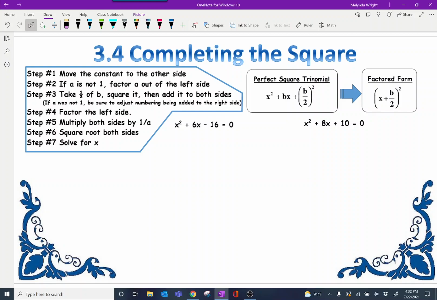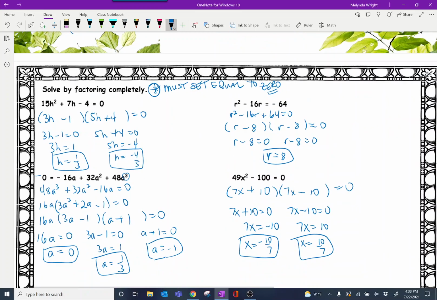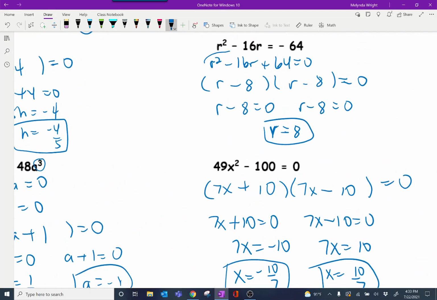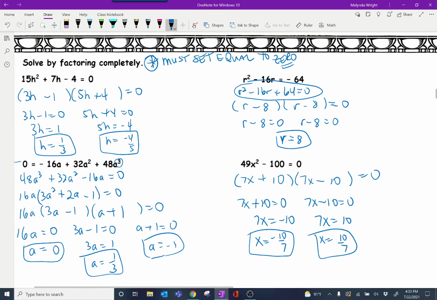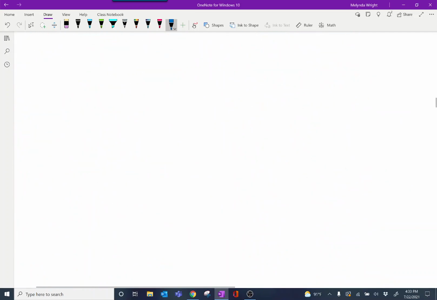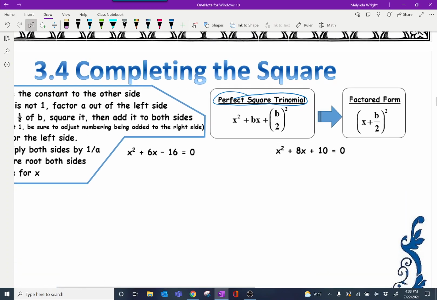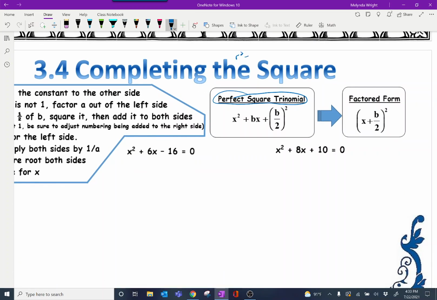All right, let's take a look at our lesson on completing the square. First, let's focus on our perfect square trinomial, the pattern. I'm just going to remind you, in the last lesson we had a perfect square trinomial. It was this one right here. So let's write that down and look at it. It is r squared minus 16r plus 64 equals 0.